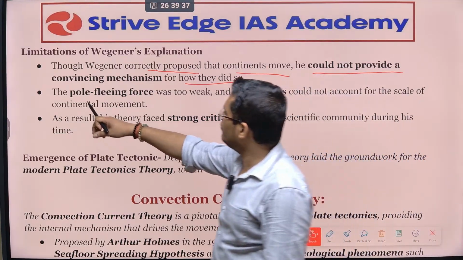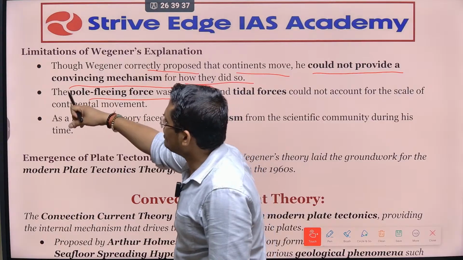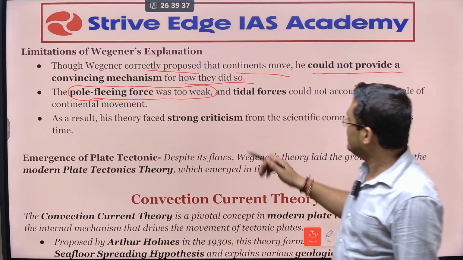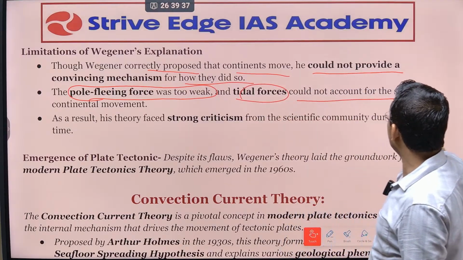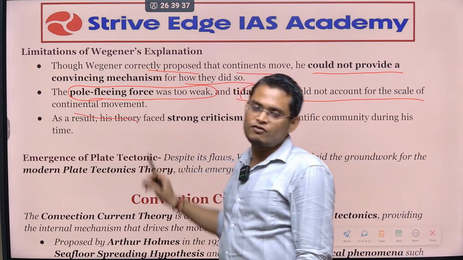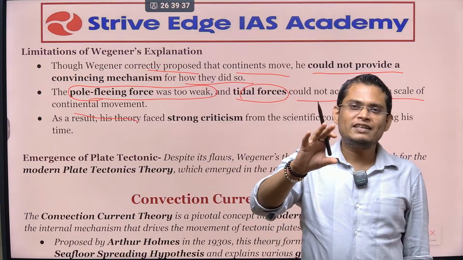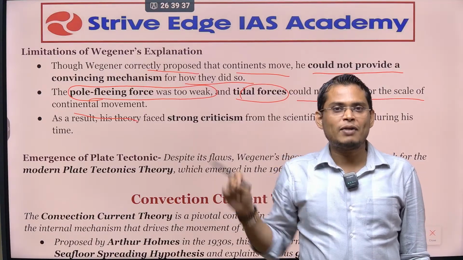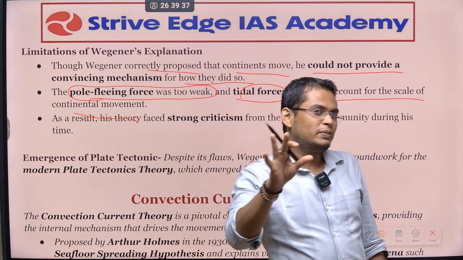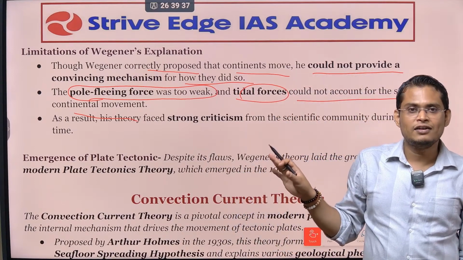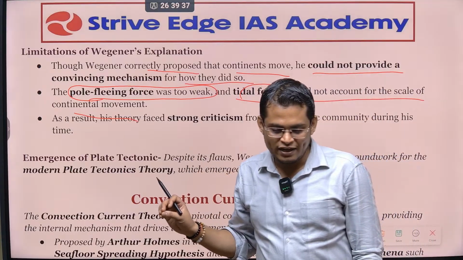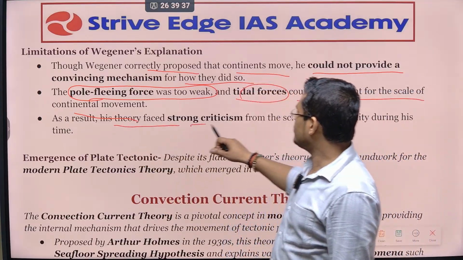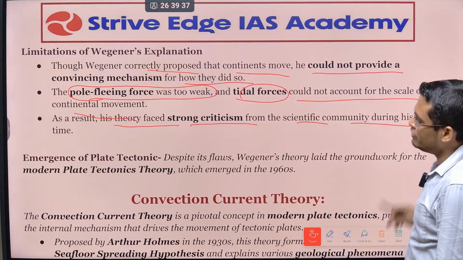So the pole fling force was too weak. It is not that huge an amount that can pull or push a continent. Next, tidal force should not account for the scale of continental movement. Even the tidal force is not that big. The amount of tides generated by the tidal force is negligible. Even in big lakes you don't find any tidal effect. So it is so weak that it cannot move the continents. Okay. So next, as a result, this theory faced strong criticism from the scientific community during his time.